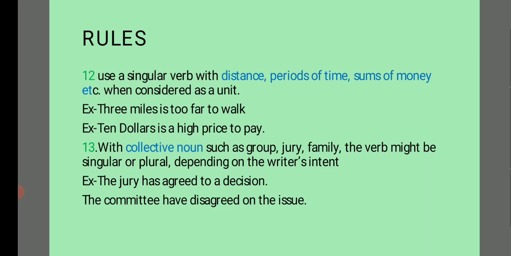Next rule is with collective nouns. Collective nouns when we talk about a particular group. For example, jury, family, committee, parliament, ये सारे collective noun हैं. एक ग्रुप की हम बात करते हैं। अब ग्रुप किस तरह से वर्क करेगा उसके अकॉर्डिंग हम डिसाइड करेंगे कि वो प्लूरल सब्जेक्ट है या सिंगुलर सब्जेक्ट है। Let's look at the example. The jury has agreed to a decision.